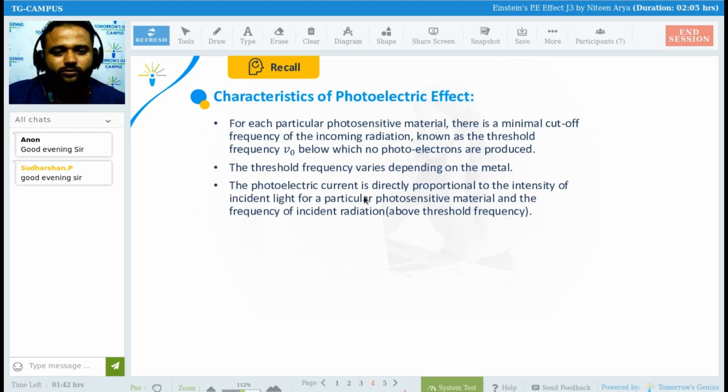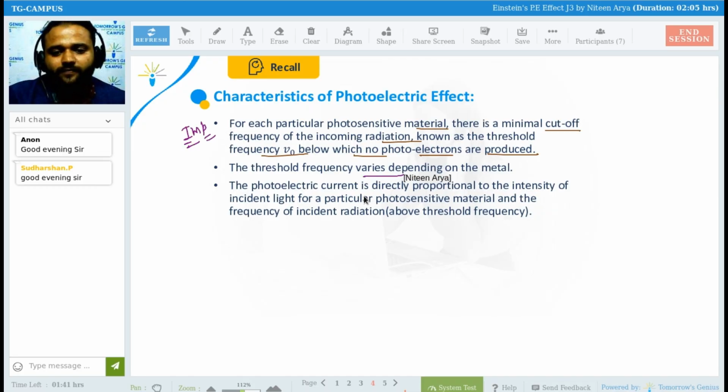Characteristics we already did, so I'm going to do this a little bit quickly. For each particular photosensitive material, what is the meaning of photosensitive material? You cannot get the photoelectric effect from any particular material. The material which is photosensitive is going to react whenever a photon is going to interact. For a photosensitive material, there is a minimal cutoff frequency of the incoming radiation known as the threshold frequency, below which no photoelectrons are produced. That is important, and we already discussed this in great detail.